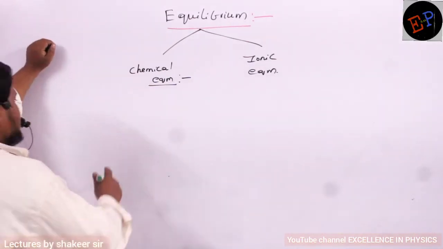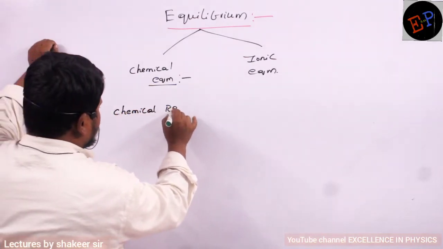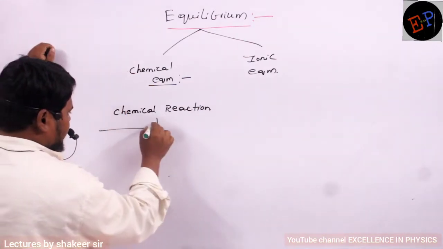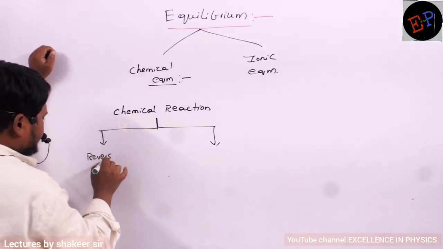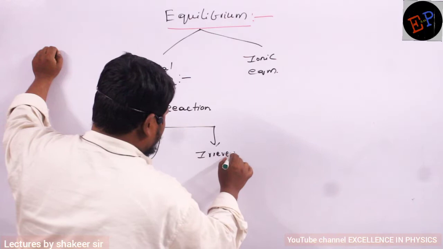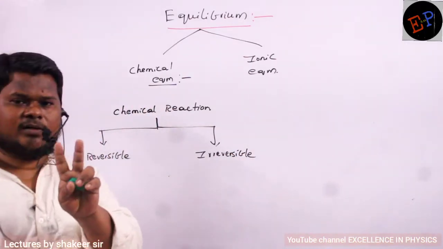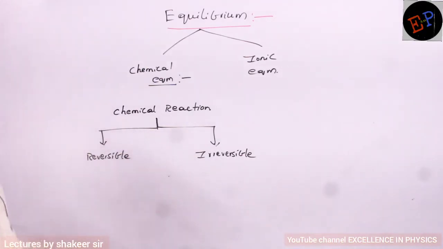First of all, if I study about a chemical reaction, it can be of two types. One is reversible chemical reaction and the second one is irreversible chemical reaction. Chemical reactions can be of two types: one is reversible chemical reaction and the second one is called irreversible chemical reaction.